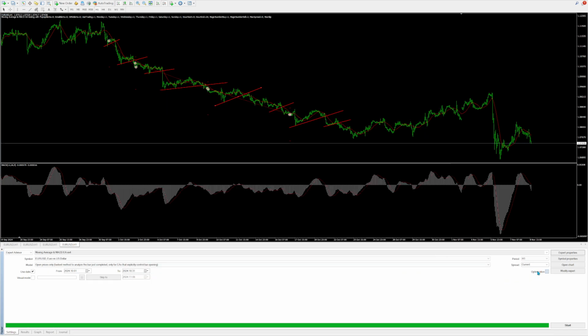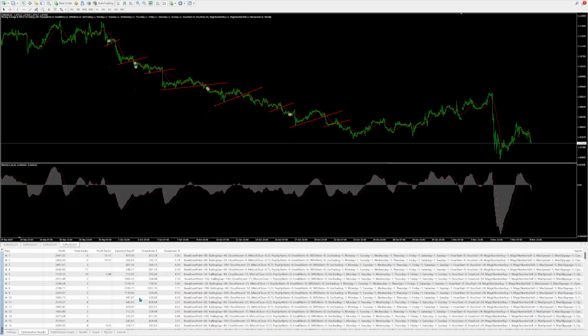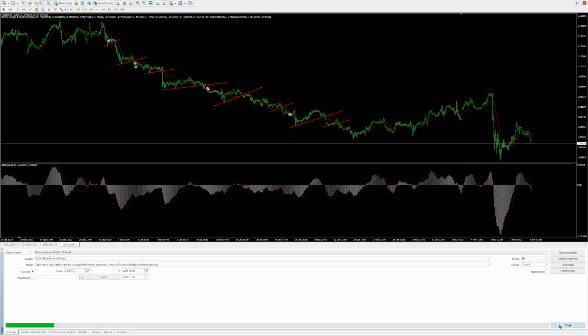Let's click optimization, click start, and basically the strategy tester does all the different combinations of the break even, the trailing gap, the close percent, and the minimum lot, all the settings we chose. We can sort them by profit, trades, profit factor, drawdown, expected payoff, etc. So we choose that one there, click start.